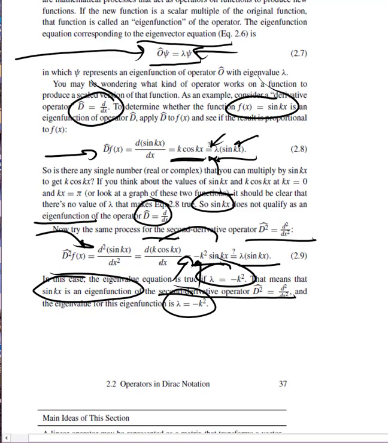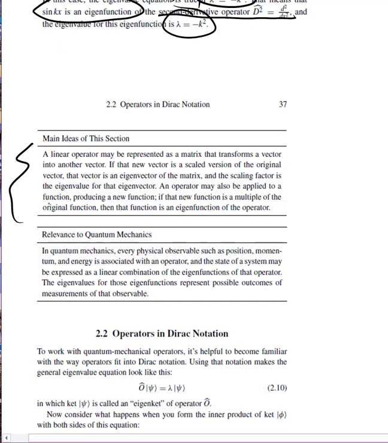All right, main ideas of this section. A linear operator can be represented as a matrix that transforms a vector into a different vector. If that new vector is a scaled version, you have an eigenvector, and the scaling factor is the eigenvalue. You can do the same thing with functions, and in that case, if you get a multiple of the original function, that function is an eigenfunction of the operator.